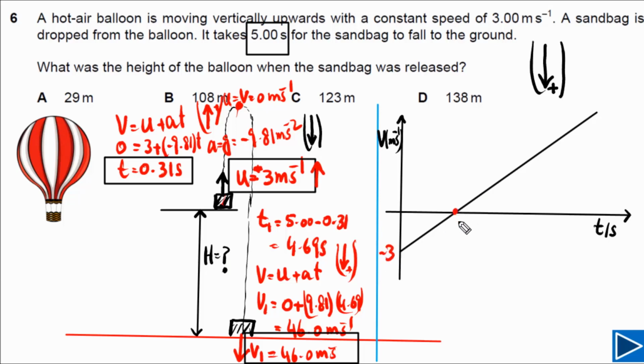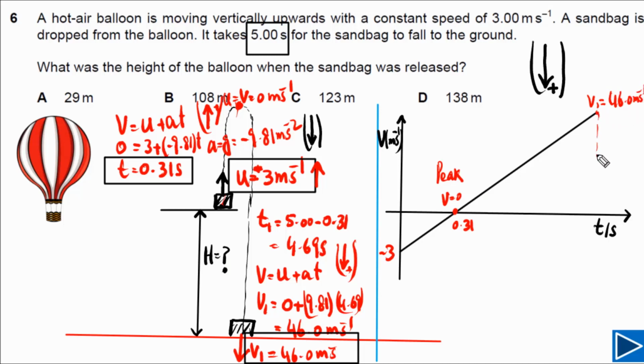And then after time t, at 0.31 seconds, v is equal to 0. This is the peak, so we can label this point as the peak. And the value of v1 we have at this point, so we can also write it down here. This is equal to 46.0 meters per second.